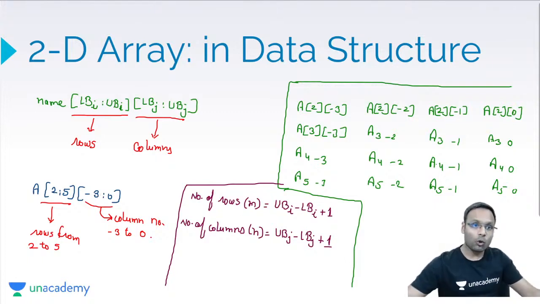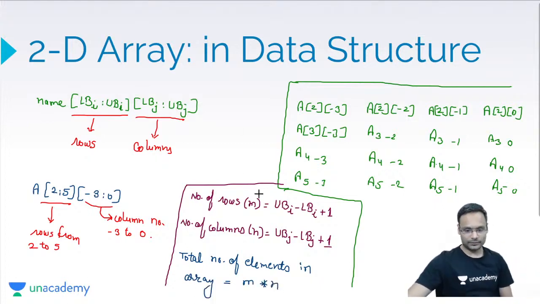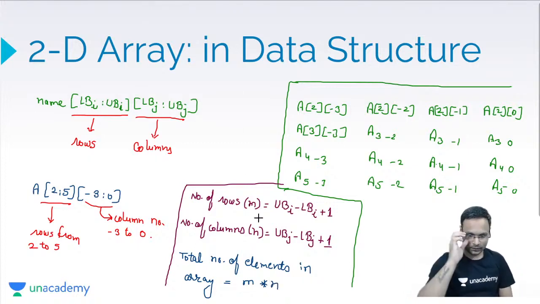So total number of elements in the array will be how many? Total number of elements in the array is equal to m cross n. That's it. Got it?